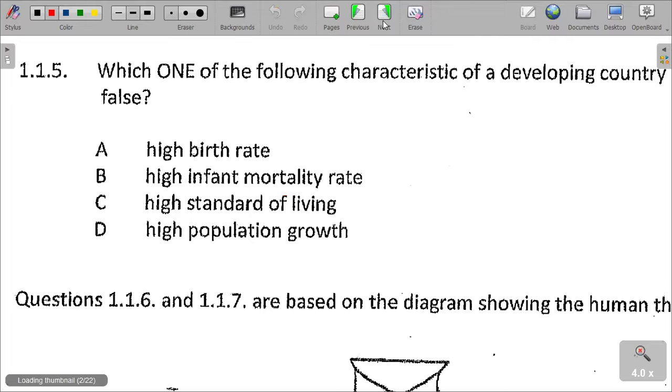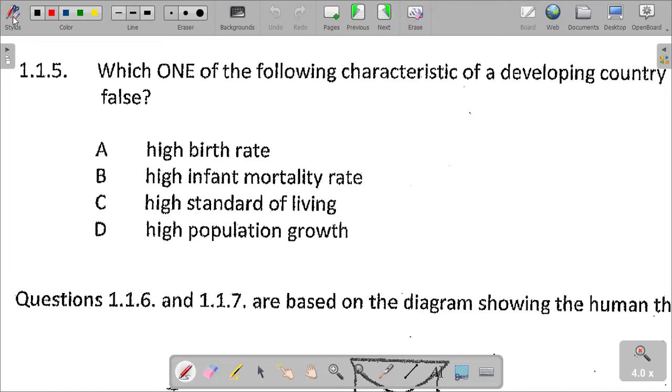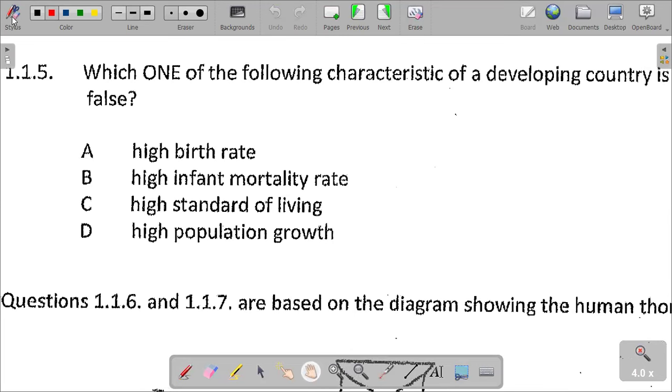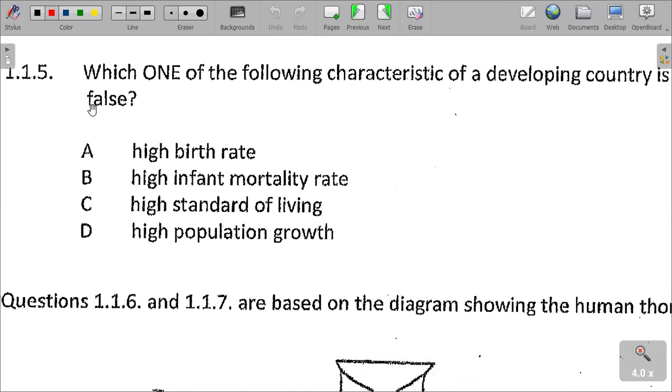Let's go to the next question. Which one of the following characteristics of a developing country is false? Number 5, high birth rate. Which one is false? Please take note, the question is asking what is false, so that is where you should look. A developing country has a high birth rate. That is correct.